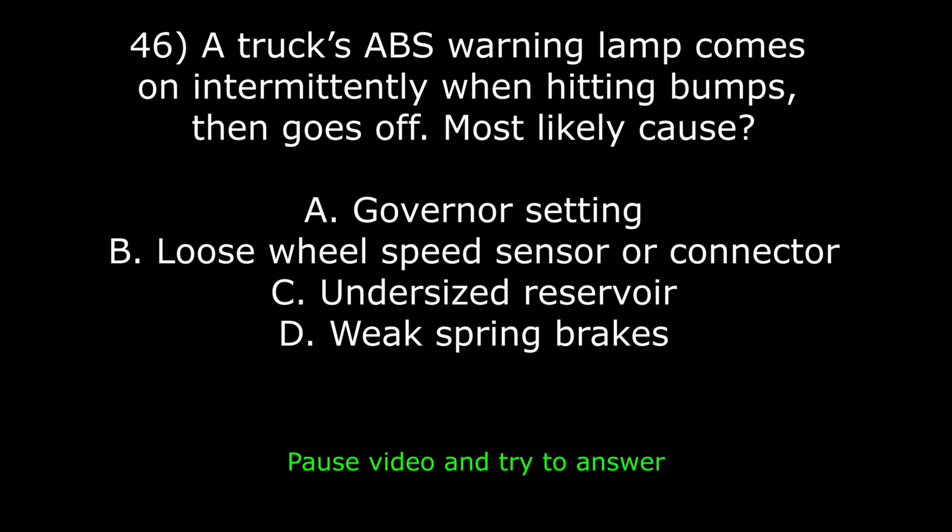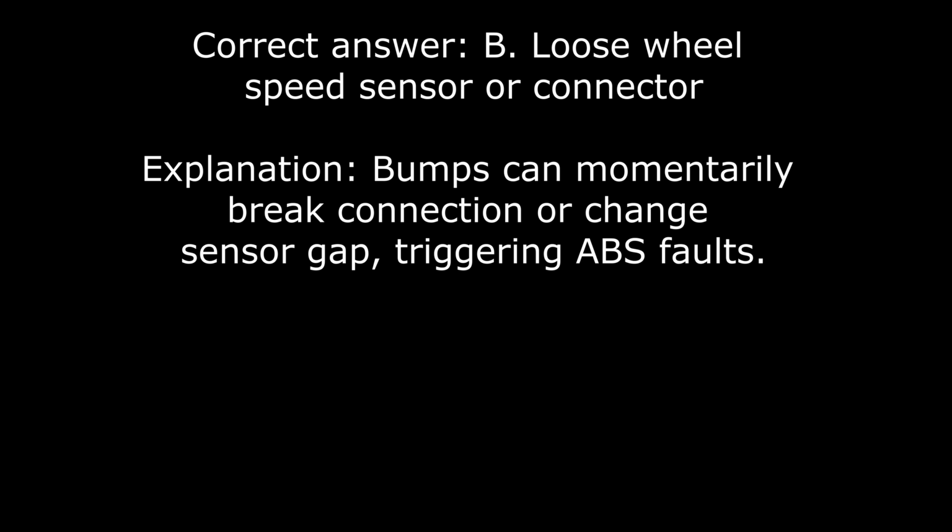46. A truck's ABS warning lamp comes on intermittently when hitting bumps, then goes off. Most likely cause: A. Governor setting. B. Loose wheel speed sensor or connector. C. Undersized reservoir. D. Weak spring brakes. Correct answer is B. Loose wheel speed sensor or connector. Explanation: bumps can momentarily break connection or change sensor gap, triggering ABS faults.